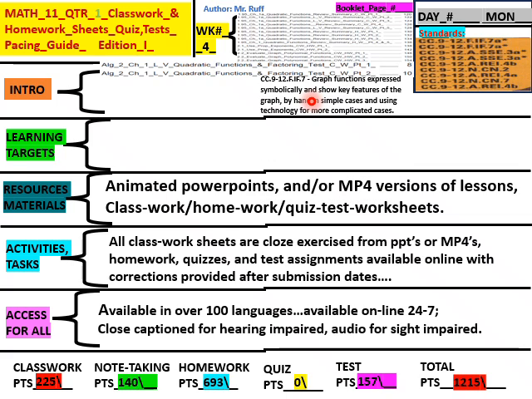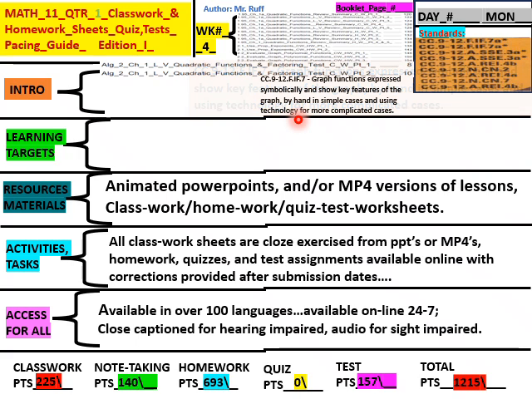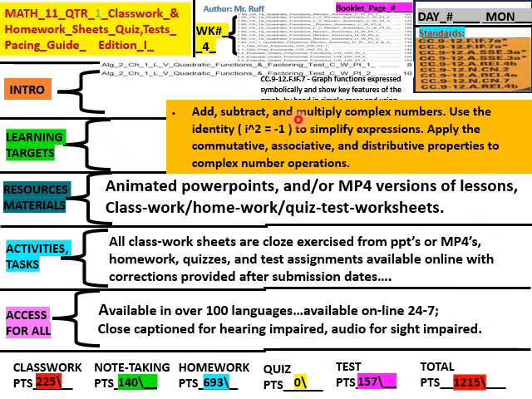And then we have Common Core 9 through 12, FIF.7. This is Chapter 2, graph functions. FIF.7: graph functions expressed symbolically and show key features of the graph by hand in simple cases, and use technology for more complicated cases. And then our learning targets: add, subtract, and multiply.